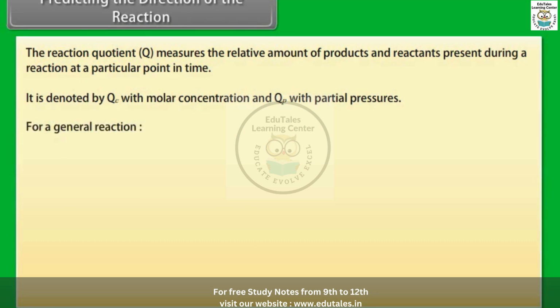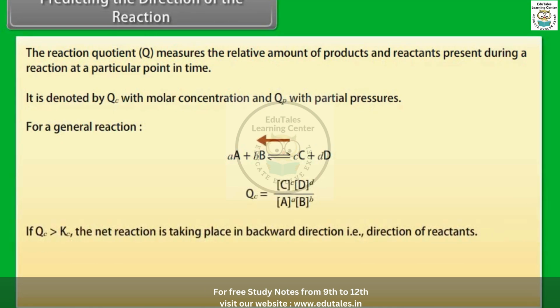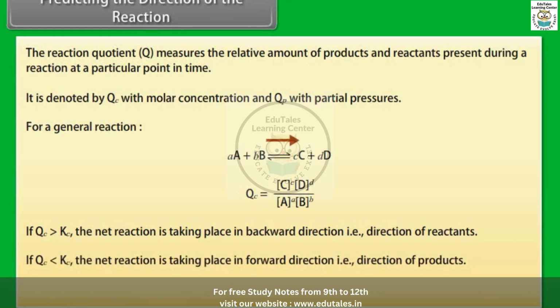For a general reaction, if Qc is greater than Kc, the net reaction is taking place in the backward direction, that is, the direction of reactants. If Qc is less than Kc, the net reaction is taking place in the forward direction, that is, the direction of products. If Qc is equal to Kc, the reaction is at equilibrium, that is, no net reaction is taking place.